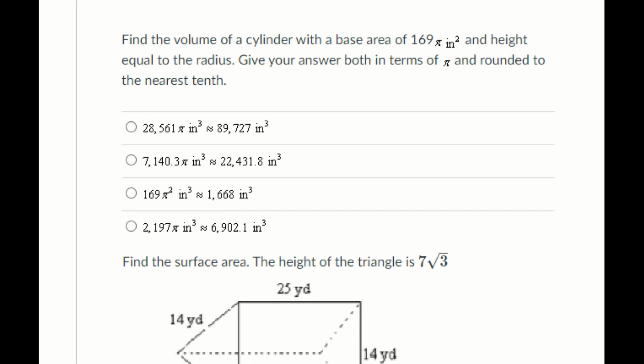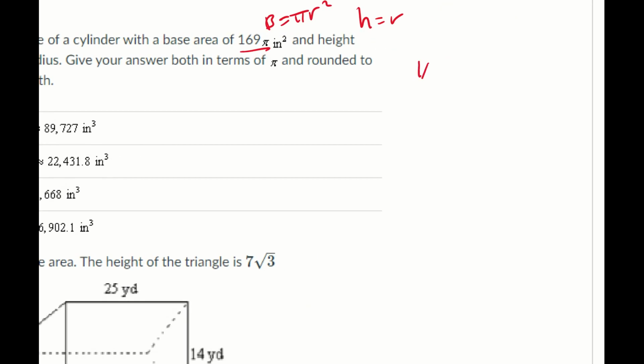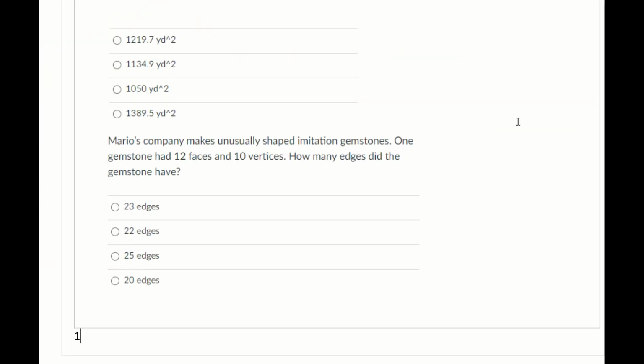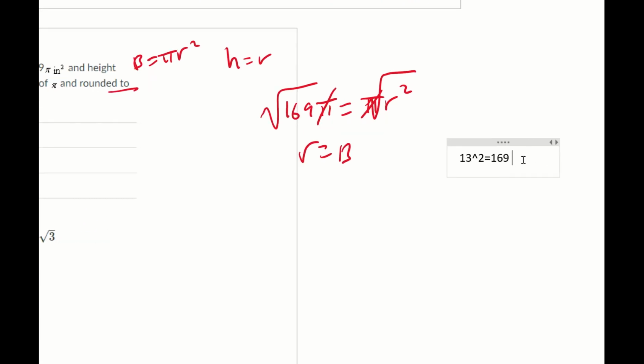All right, so the next question: find the volume of a cylinder with a base area of 169 pi, so that's the capital B, which we know is equal to pi r squared, and the height equal to the radius, so the h is equal to r. So let's find the radius here like we did in that one other question. So this is equal to pi r squared, the pi's cancel, take the square root to get your radius, and that's going to be 13, because 13 times 13 should be 169. I will double check that, of course, just to make sure, because I do make mistakes.